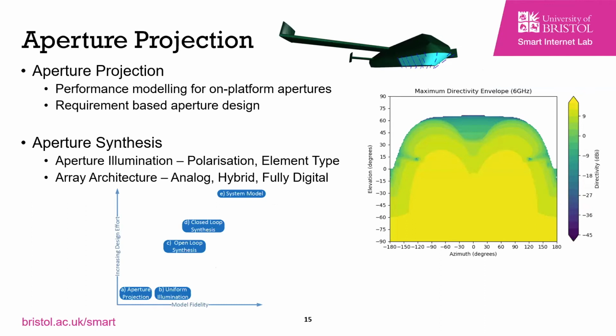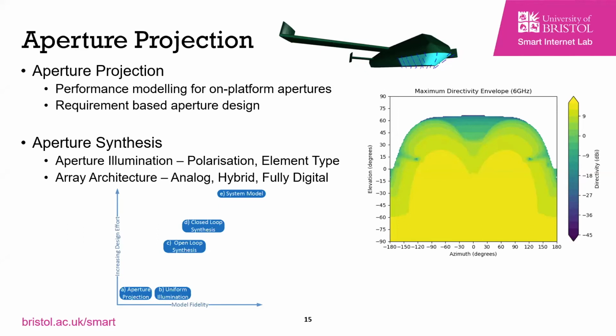If you project the aperture of an antenna array with this kind of modeling approach, you can work out what the maximum directivity envelope is for that aperture at a given frequency. That's when it's been beamformed and when you're steering it around in the far field. And you can see here an example of the maximum directivity envelope for this array in blue on this UAV. You can see the shadowing effects, and you can see the area where it's easier to steer the array.